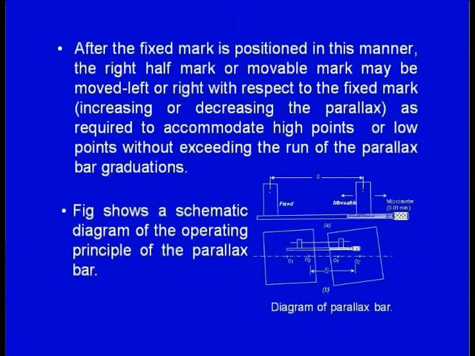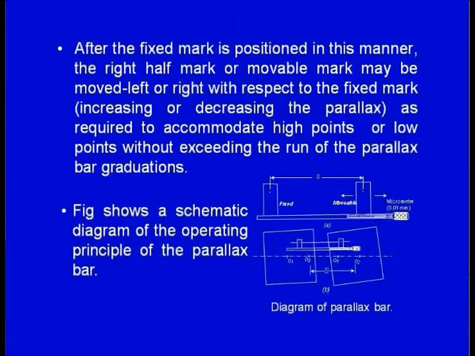After the fixed mark is positioned in this manner, the right half mark or the movable mark may be moved left or right with respect to the fixed mark, that is increasing or decreasing the parallax as required to accommodate high points or low points without exceeding the run of the parallax bar graduations.